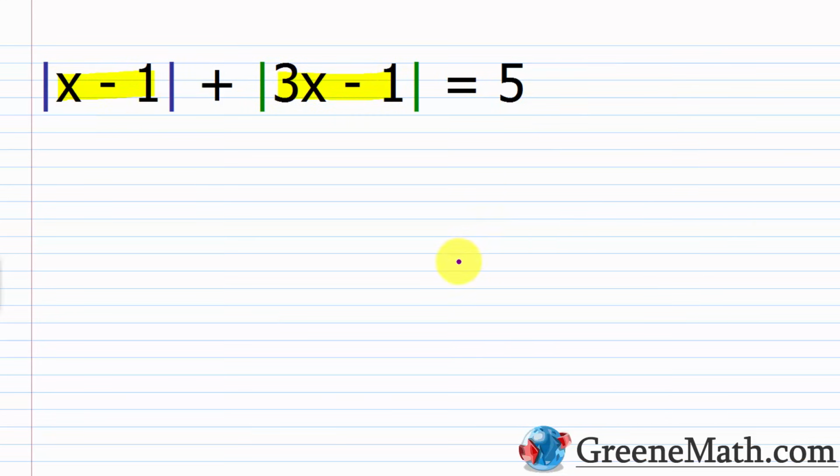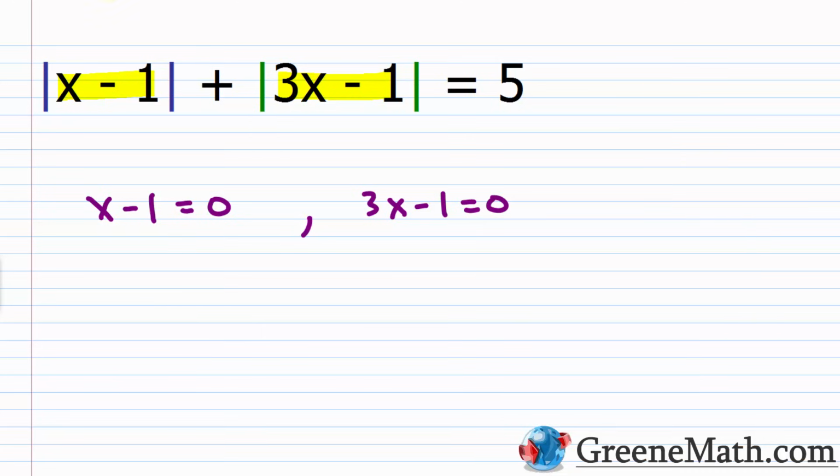So what we want to do is think about where these expressions are 0. Okay, so where is the expression x minus 1 equal to 0? And where is the expression 3x minus 1 equal to 0? Okay, because those represent basically our turning points. It's where the sign is going to change from positive to negative or from negative to positive. Okay, this can only happen at a value of 0.